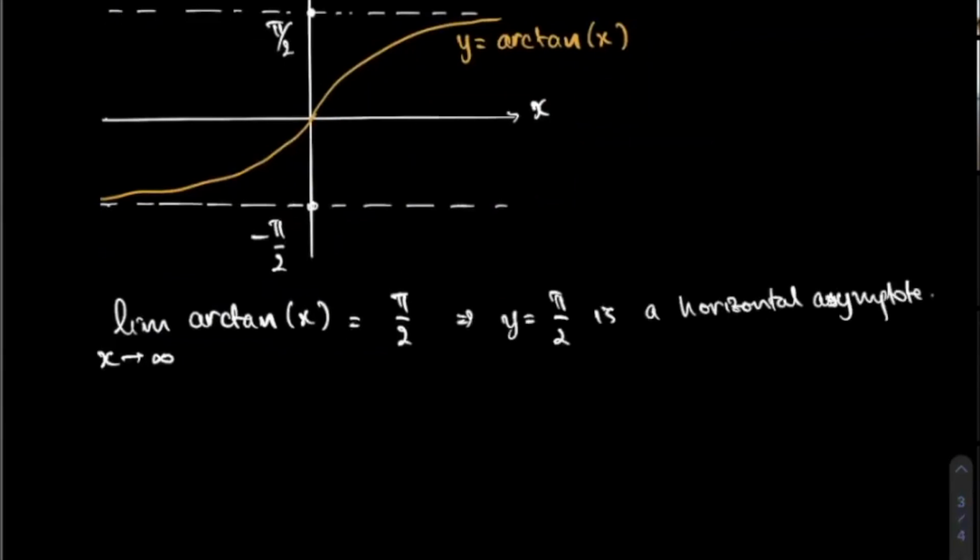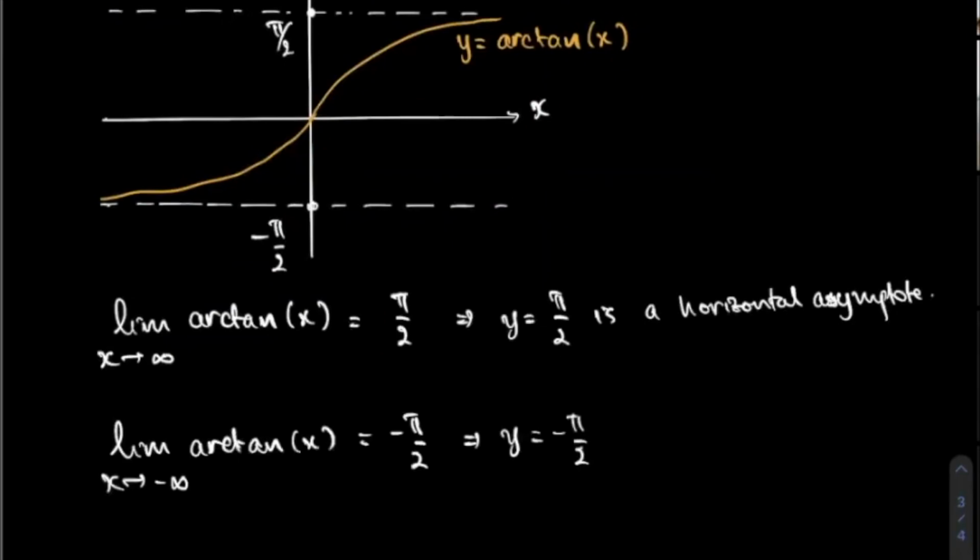Similarly, usually when you look at horizontal asymptotes, you have to look at when x approaches positive infinity or x approaches negative infinity. So when you consider the limit of arctangent as x approaches negative infinity, it is equal to negative pi over 2, so you also say that y equal to negative pi over 2 is a horizontal asymptote.